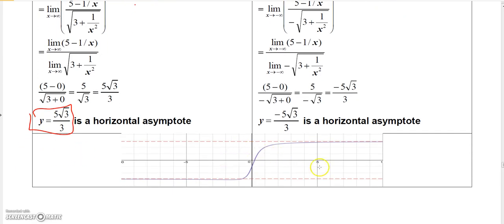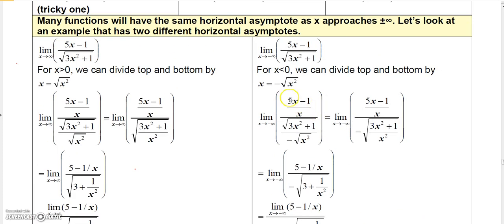So as x goes to positive infinity, you'll see that this horizontal line right here is the line y equals 5 square root of 3 over 3. Now, if you let x go to negative infinity, since x is a negative number, if you just used x equals the square root of x squared, that wouldn't make sense because that would only be a positive number. So to get it in the square root, we're going to have to let x be minus the square root of x squared so that it'll be a negative number.